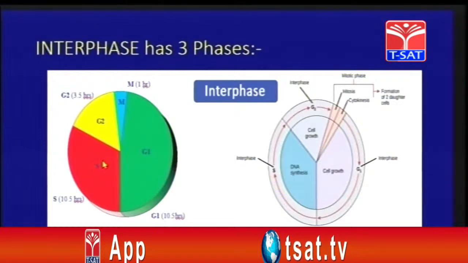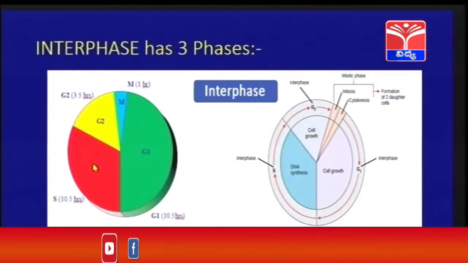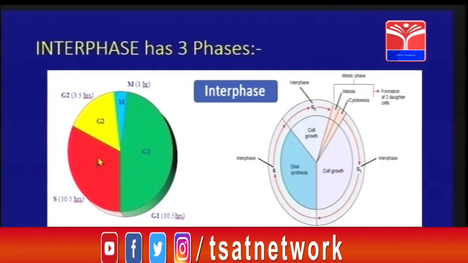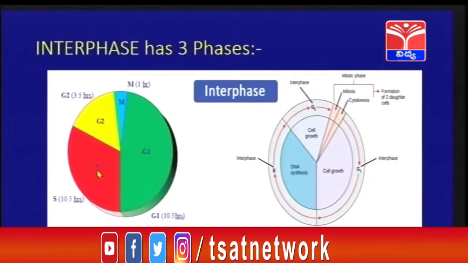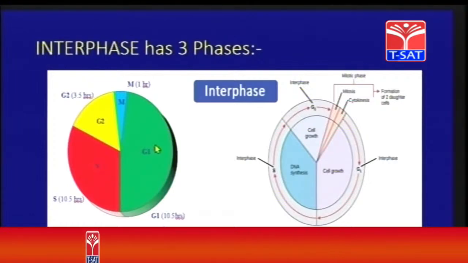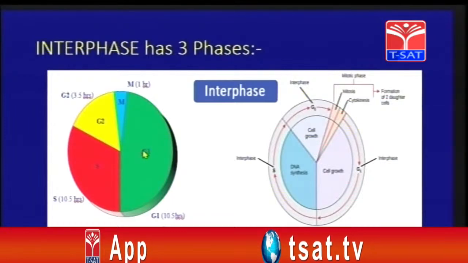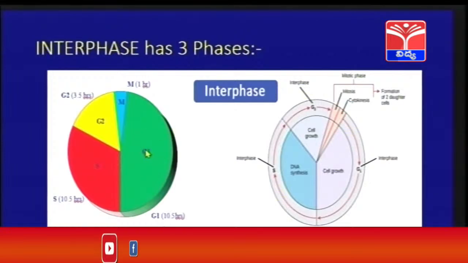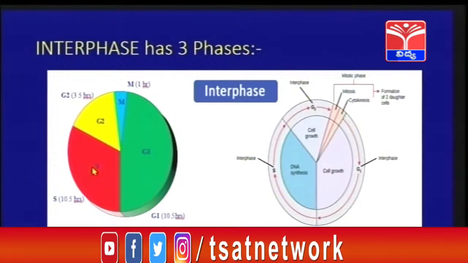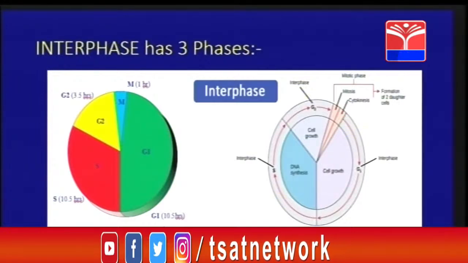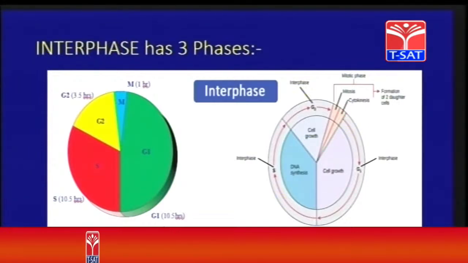After G1 phase, S phase is present. S phase is called the synthetic phase, and in S phase the DNA synthesis will occur. That is, major DNA synthesis will take place. In G1 phase, the initiation of the DNA synthesis will take place, and you know that the cell will grow in size. In S phase, major synthesis of the DNA will take place. We can say that S phase is nothing but the DNA synthesis phase.